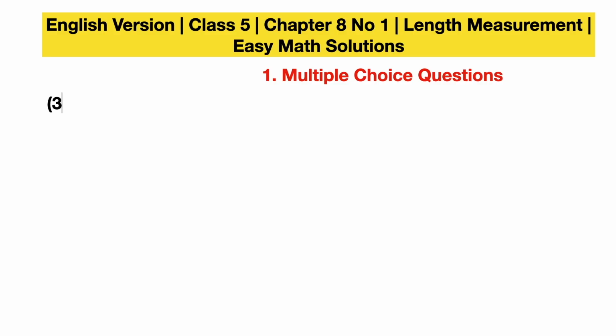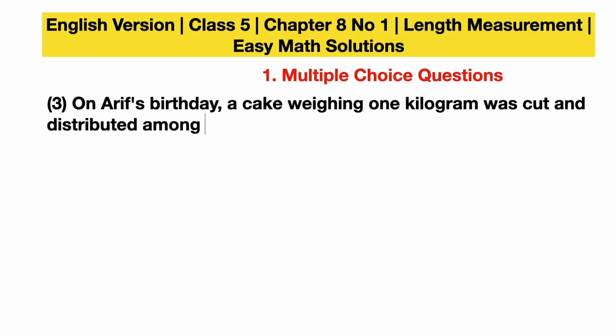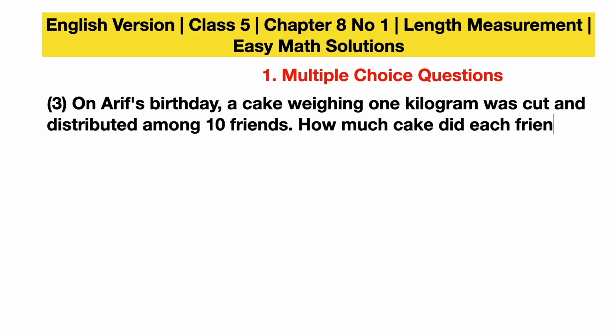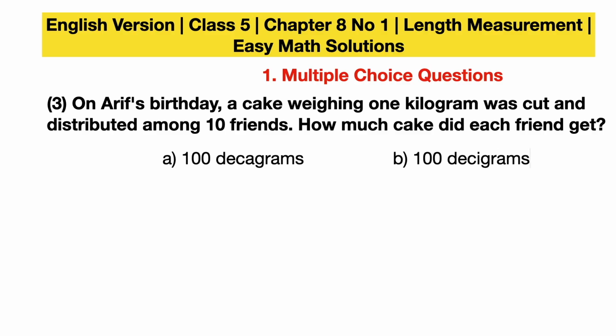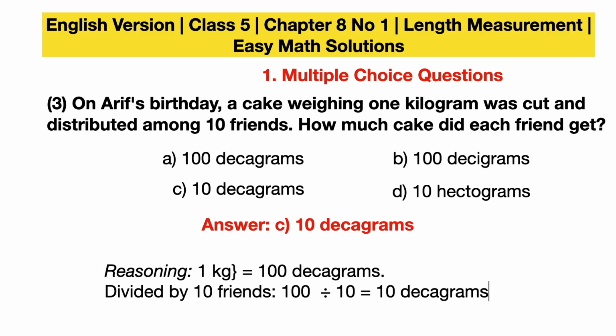And number 3, Arif's birthday cake weighing 1 kilogram will be cut and distributed among 10 friends. How much cake does each friend get? The options are 100 decigrams, 100 decagrams, 10 decagrams, and 10 hectograms. It means 10 decagrams. We know that 1 kg equals 100 decagrams, divided by 10 friends equals 10 decagrams.